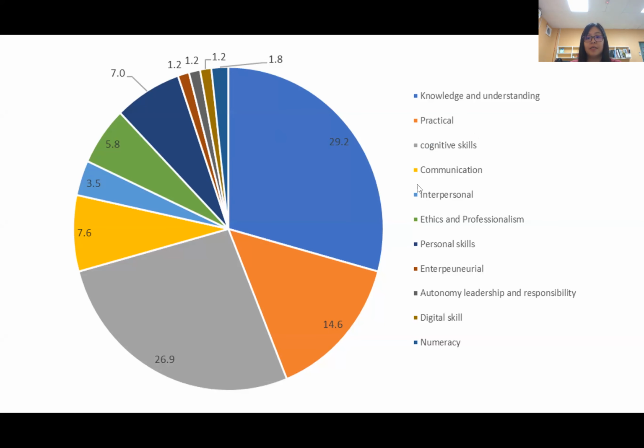Your interpersonal skill, yes, we cover some, especially in my own subject and Dr. Tiger's subject, we are doing peer assessment. So you are being assessed on whether you are good in teamwork. Ethics and professionalism, once again, is very much related to the forensic, personal skill, entrepreneurial, leadership, digital skill, and numeracy, which means calculation skill. Just have a look at all this and how much you are mastering.